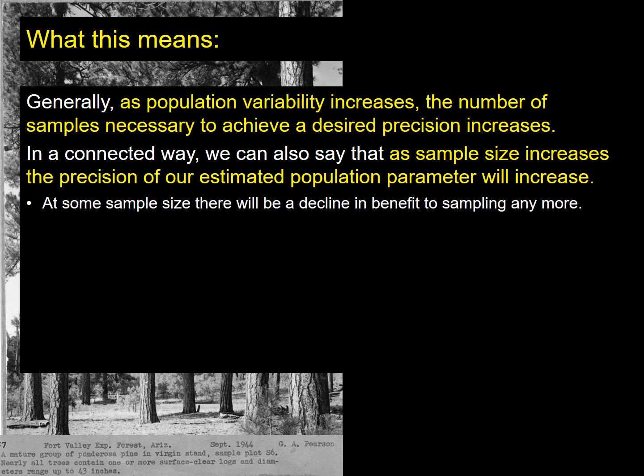A general rule of sampling is that as a population's variability, or the range of possible values an observation can have, increases, the number of samples necessary to achieve a desired precision also increases. Meaning, the larger our population standard deviation is, the more samples we need to be precise. In a connected way, we can also say that as a sample size increases, the precision of our estimated population parameter will increase, meaning that at some sample size, there will be a decline in benefit to sampling anymore.